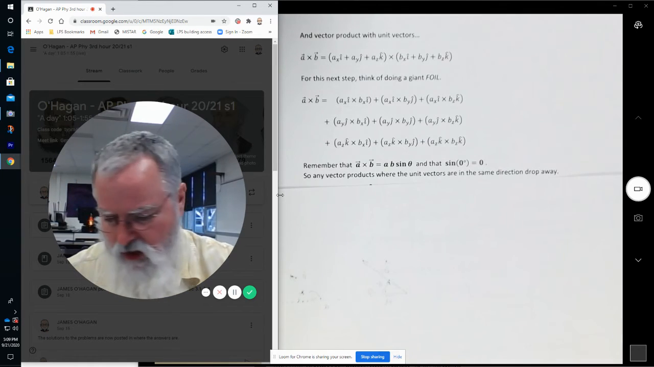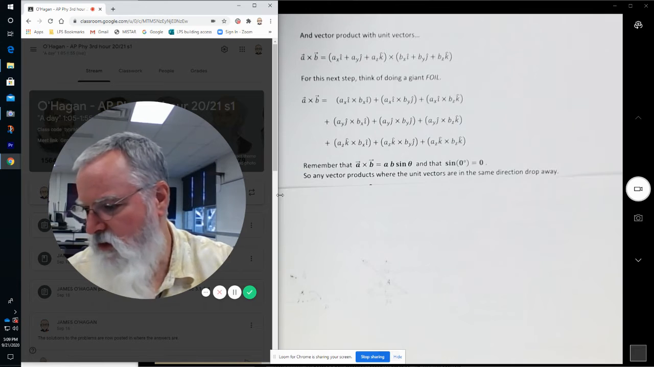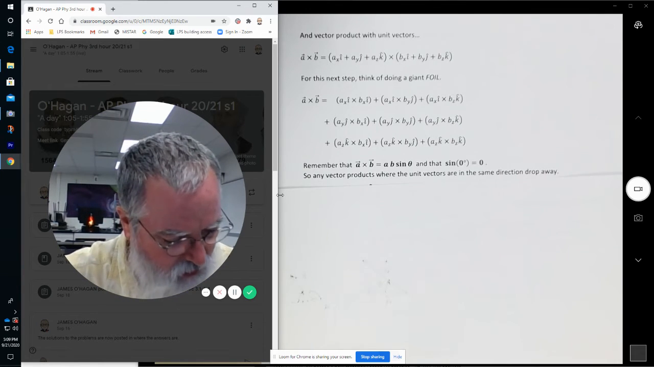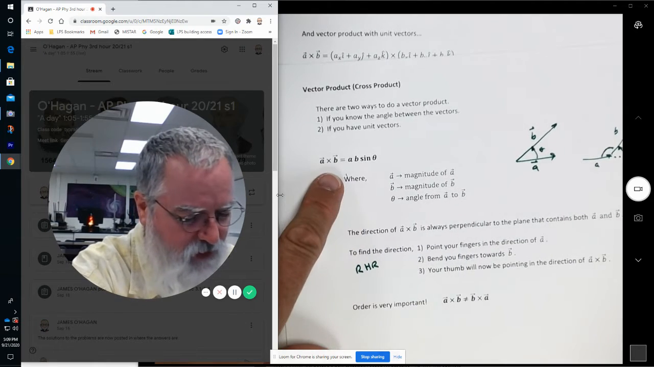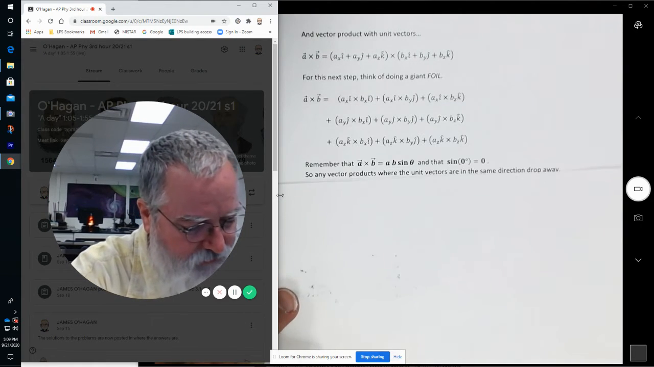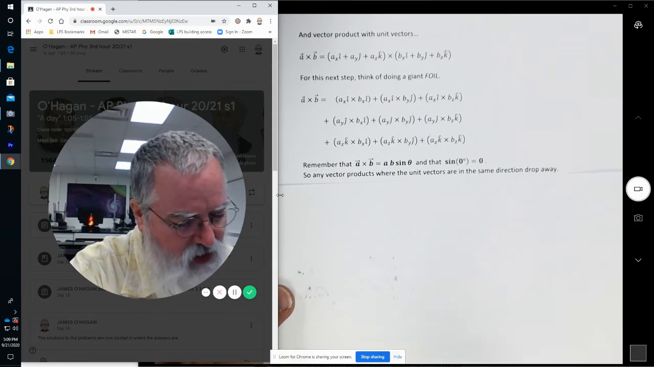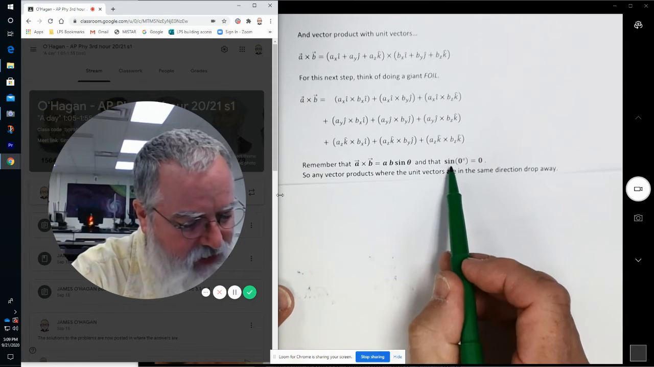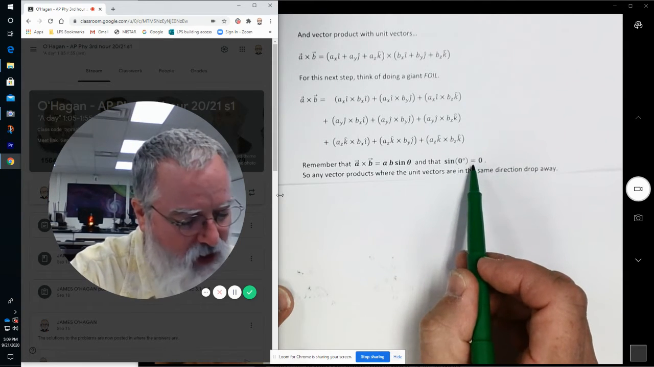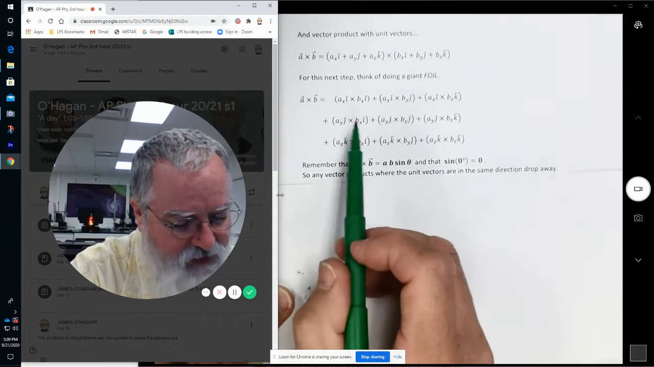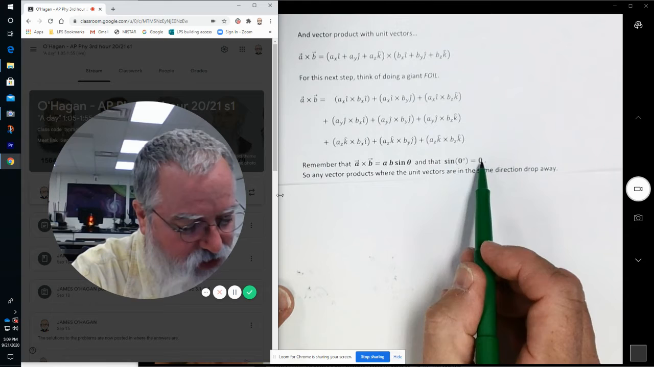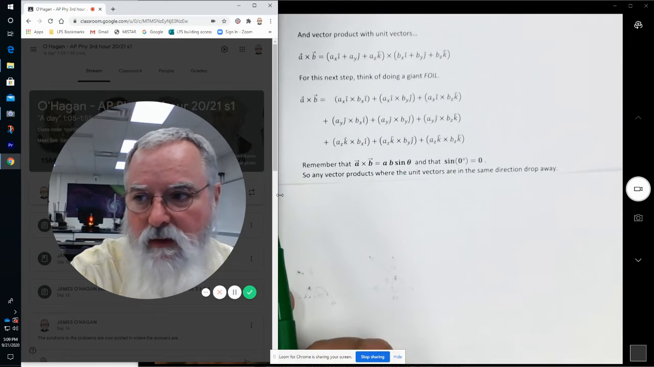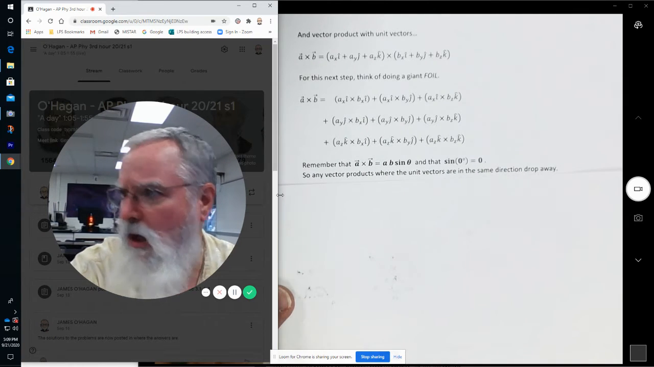We got that from this sheet of paper. All right, right here. We're going to remember that idea. Okay, so remember that A cross B equals AB sine theta, and that sine of 0 is 0. So anytime these two vectors, these two directions, are in the same direction, this term is going to go away.